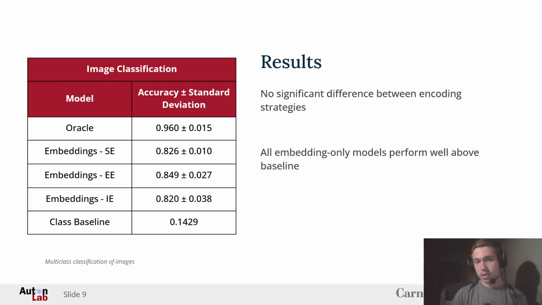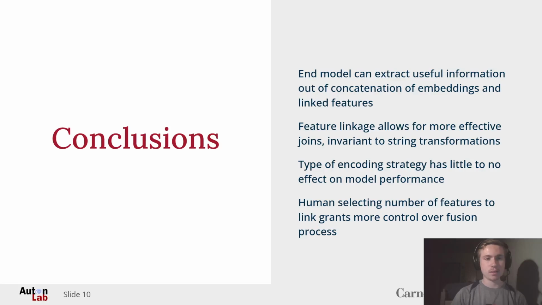This image classification task as well demonstrates that a little bit. We were trying to discern the difference between the types of encoding strategies here. There was no feature linkage here. It was all the same dataset. But as you can see, there's really no significant difference between the three encoding strategies that we used. And still, all of the embedding only models are performing well above the baseline. This was a 7-class image classification task.